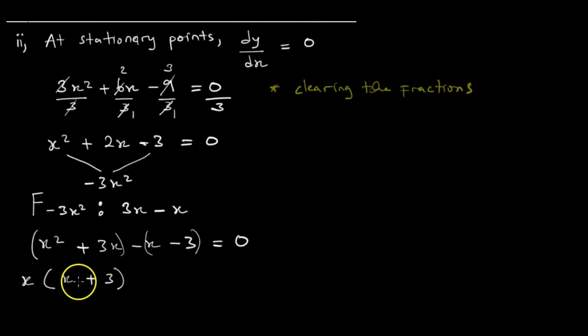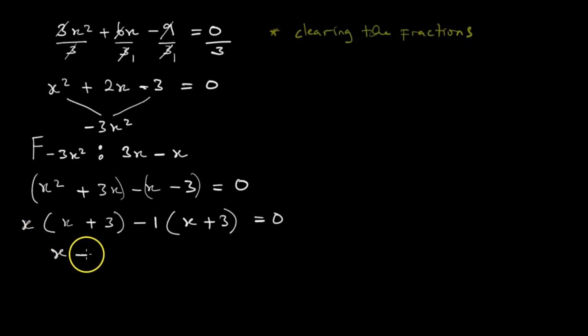We can verify: x times x is x squared, x times 3 is 3x. Then we factor out minus 1 here, and we are left with x plus 3: minus 1 times x is minus x, minus 1 times 3 is minus 3. This is equal to 0.